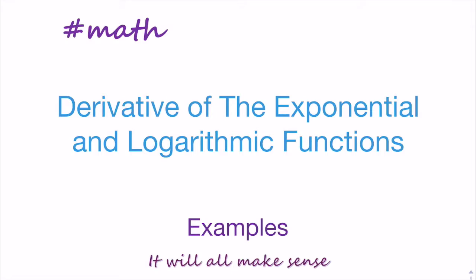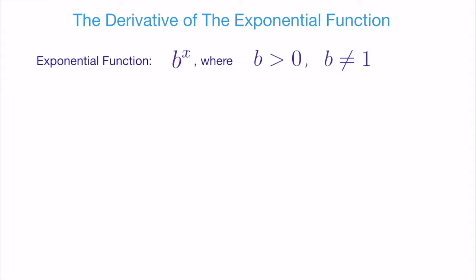It will all make sense. We're going to work out the derivative of the logarithmic and the exponential functions and give some examples involving them. So to derive the exponential function, we use the fact that e and ln are inverse functions and use the derivative of e to the x.